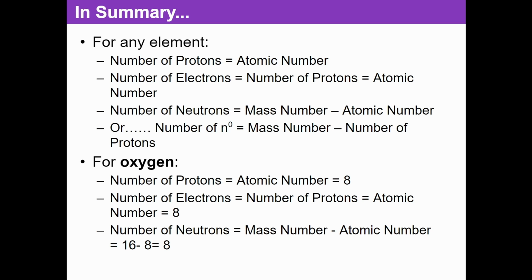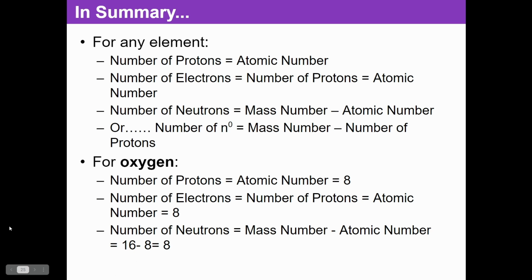What if you're looking for the number of neutrons? Well, just take mass number minus atomic number, because number of neutrons plus number of protons is mass number, and atomic number is number of protons. So you could rewrite that equation, and to look for the number of neutrons, it'd be mass number minus the number of protons. So let's look at an example.